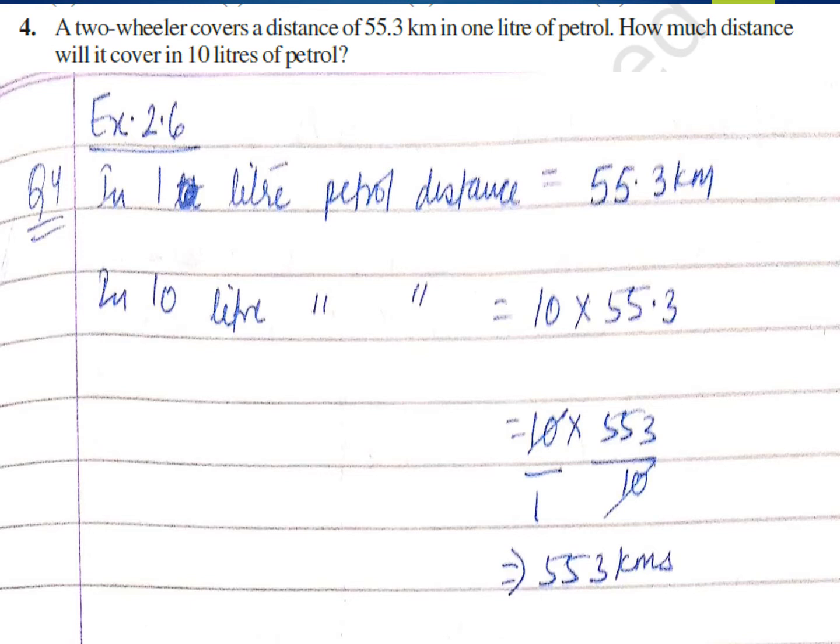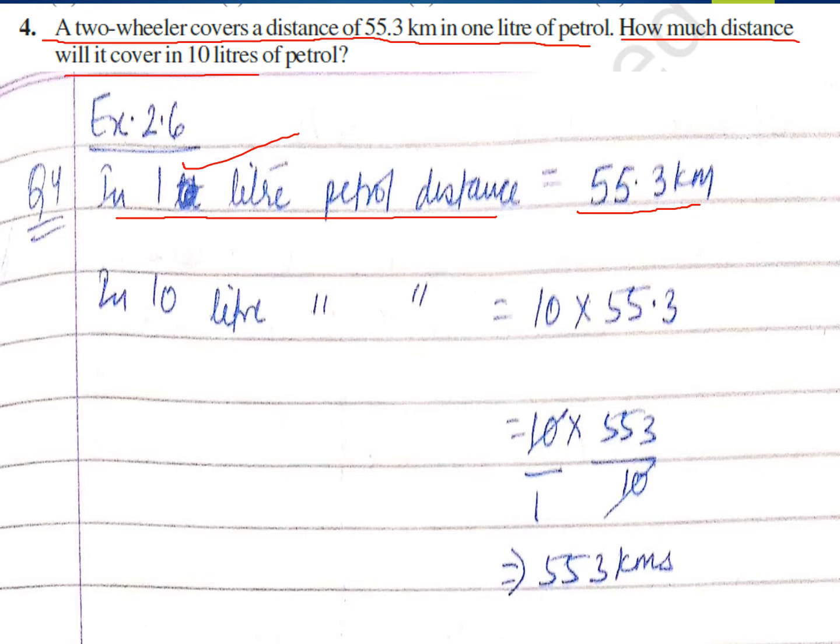A two-wheeler covers a distance of 55.3 kilometers in 1 liter of petrol. So they have already given you that in 1 liter of petrol, the distance covered is 55.3 kilometers. So you already know the formula of 1 unit; the unitary method is already applied. How much distance will it cover in 10 liters of petrol?